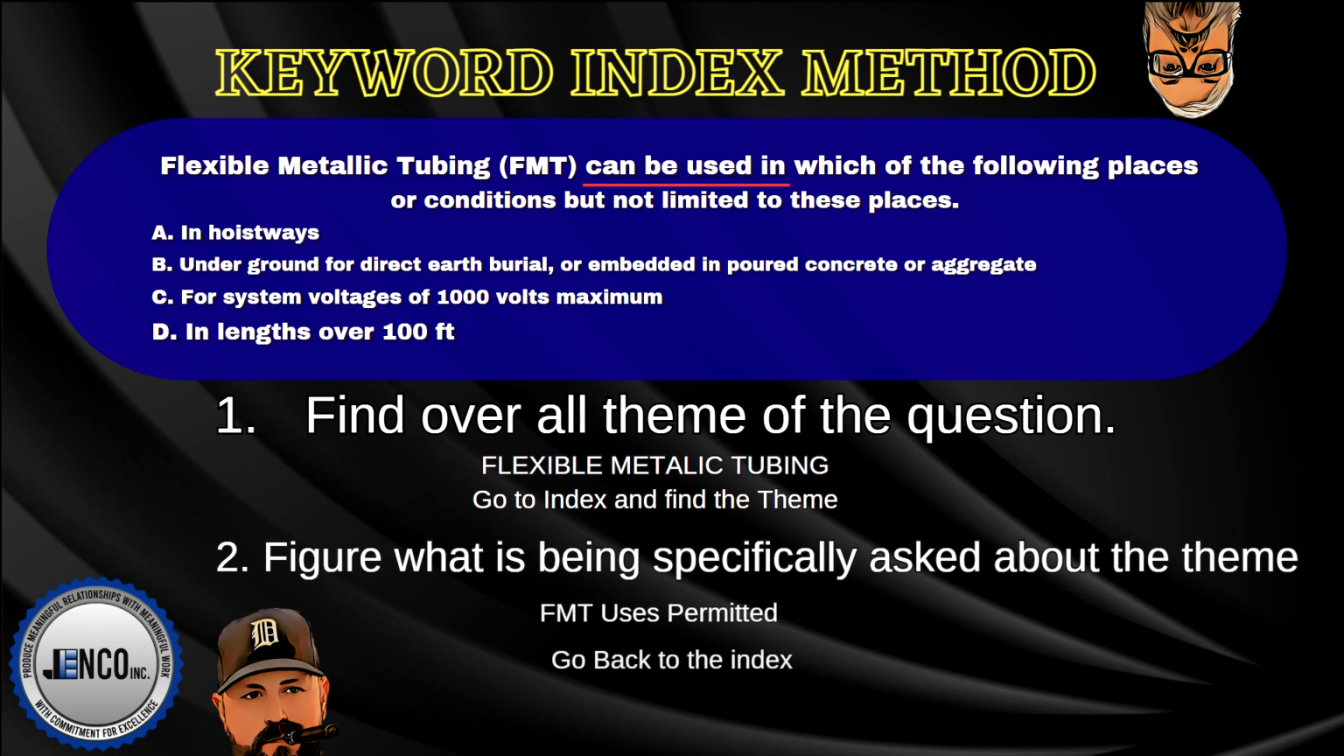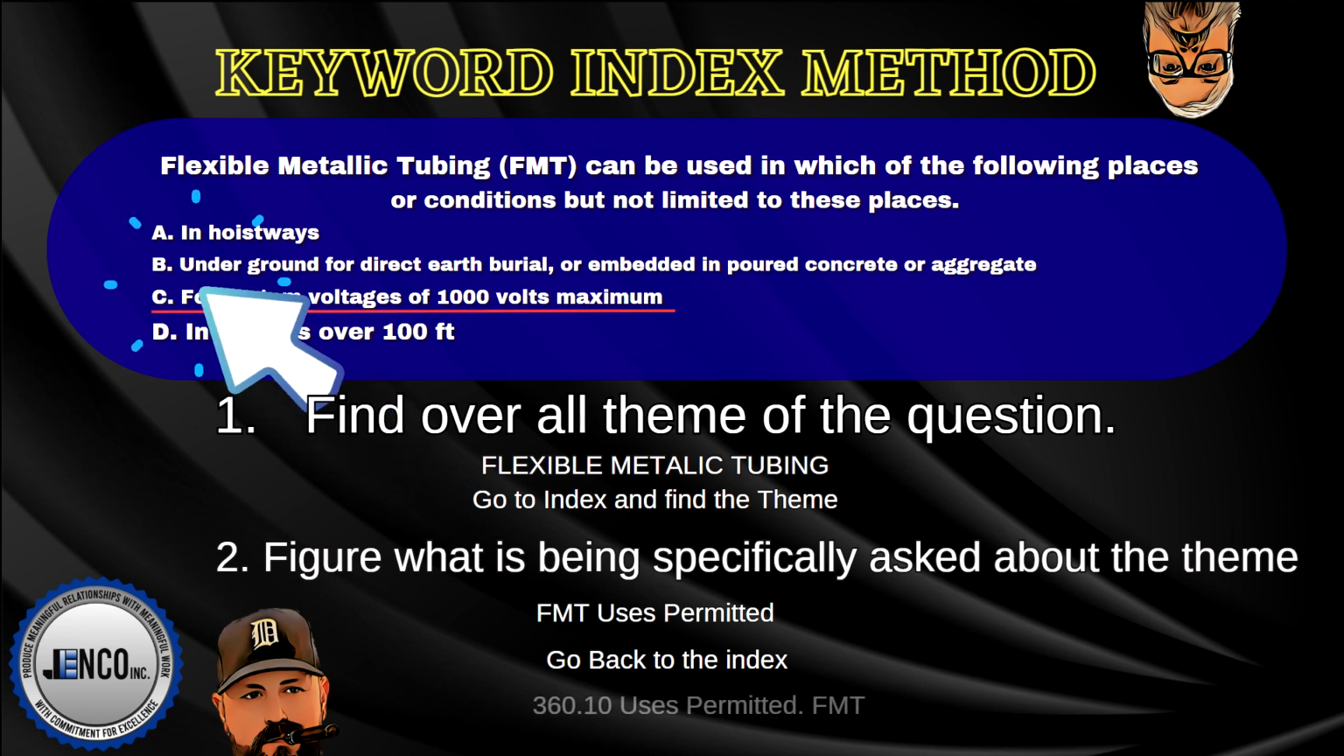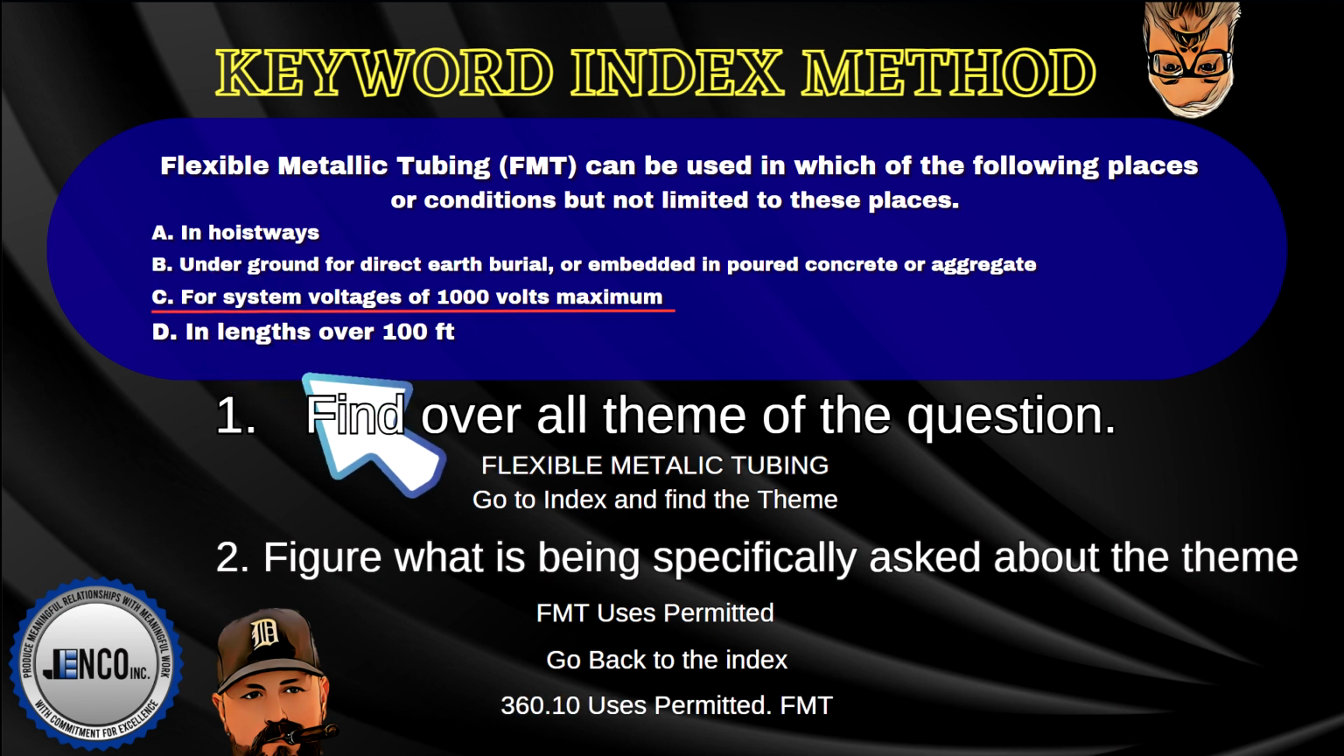FMT uses permitted. So you can see that right there, it can be used in. So that's uses permitted. Go back to the index and you should be able to find the uses permitted part, and it'll give you a page number, and that way you can flip directly to that page. And what you're going to find is it's on 360.10 uses permitted FMT. So the answer is for system voltages over 1,000 volts maximum.